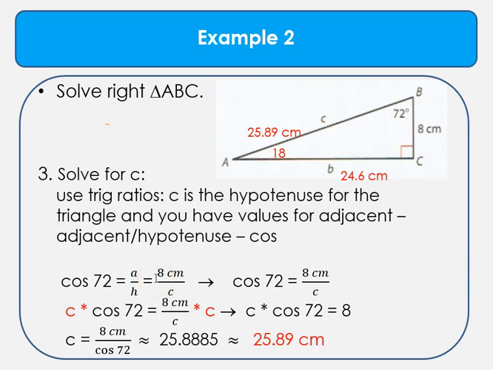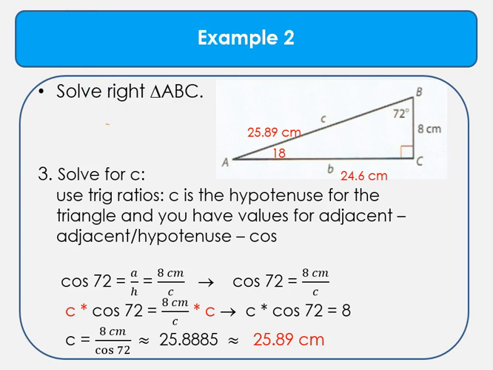So the first step would be to state your ratio. The second step would be to write the equation. The third step would be to multiply by C on both sides. And then the fourth step would be to restate the equation again. Now that you have this part of the equation, we need to solve for C, and C is being multiplied by cosine 72.